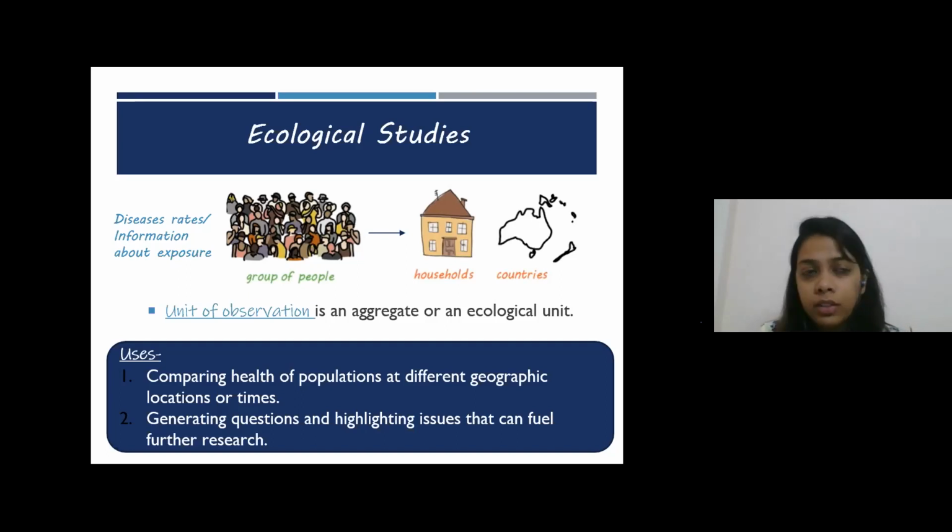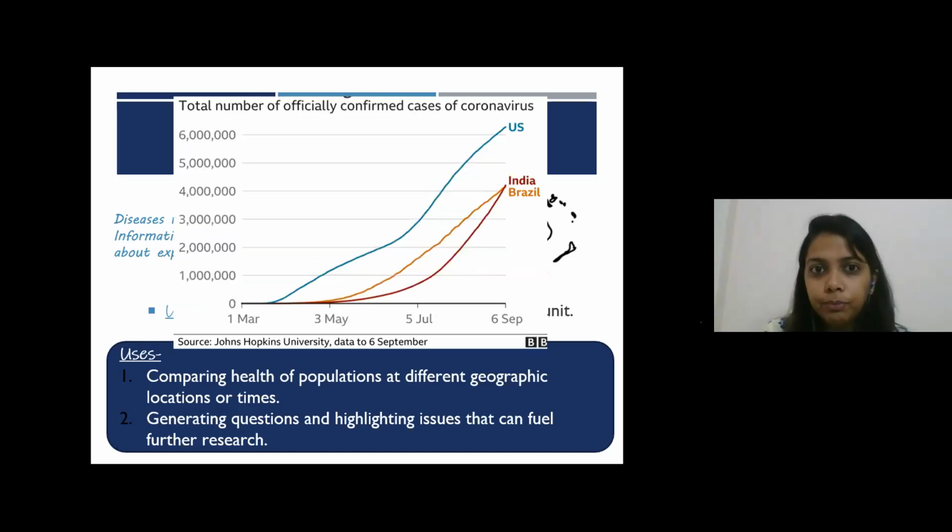Say you ask what is the prevalence of malaria in India versus the prevalence of malaria in, say, Pakistan. Then you also use this to generate questions and highlight issues which can fuel further research in a population. For example, this was the total number of cases in the United States versus India versus Brazil. So when you have to make large-scale comparisons like this, ecological studies provide valuable information.